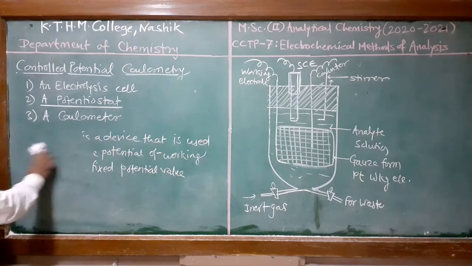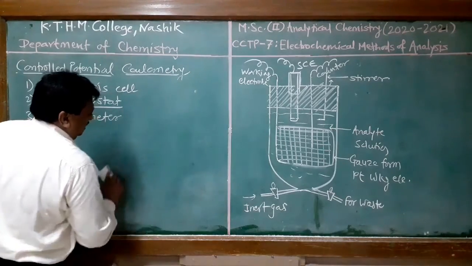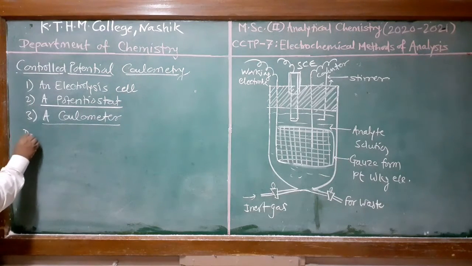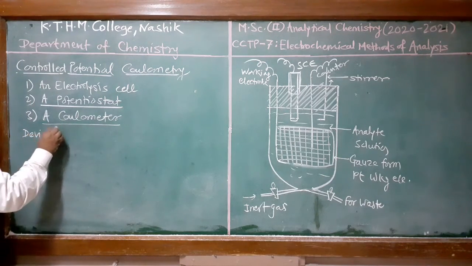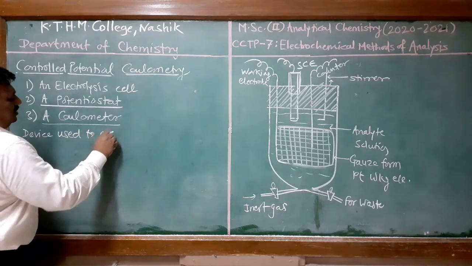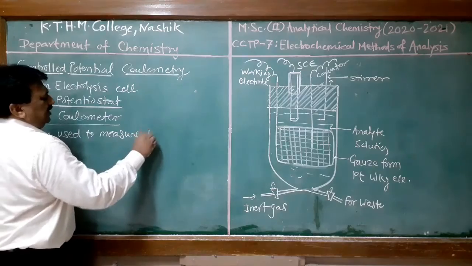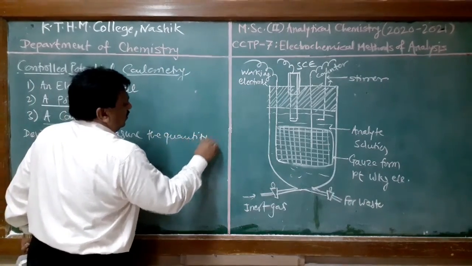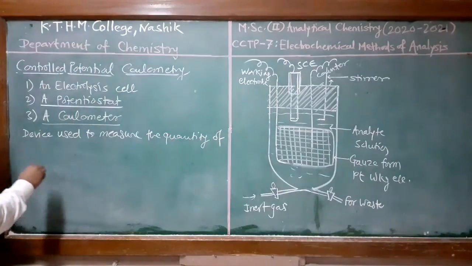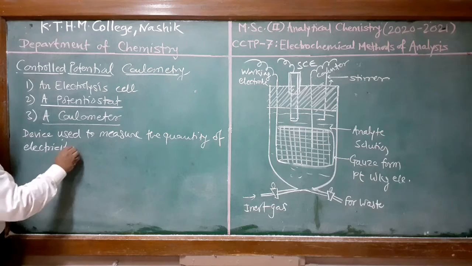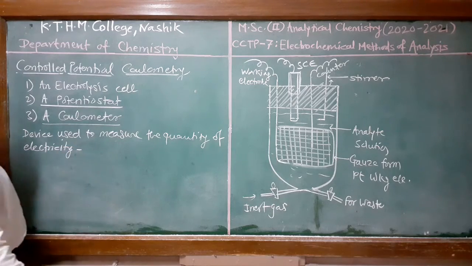A third component in this technique is a coulometer. The coulometer is another device used to measure the quantity of electricity. Generally, quantity is measured in coulombs, therefore it is known as a coulometer.